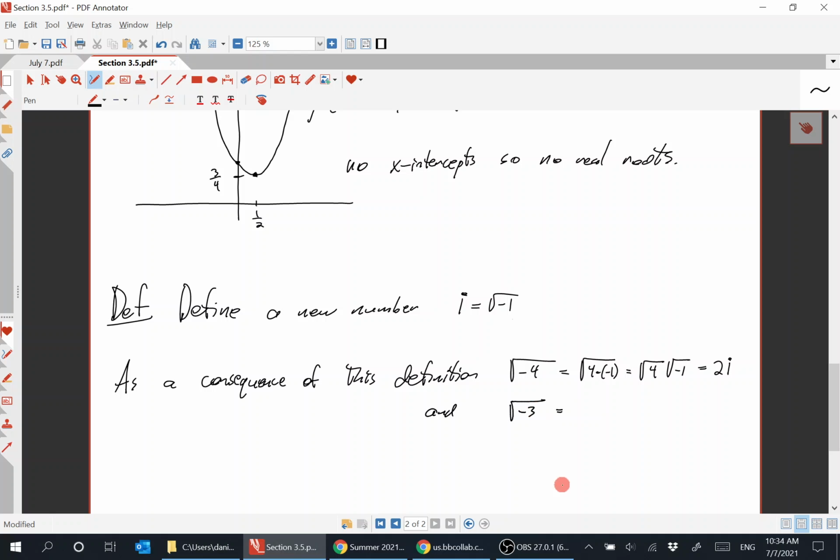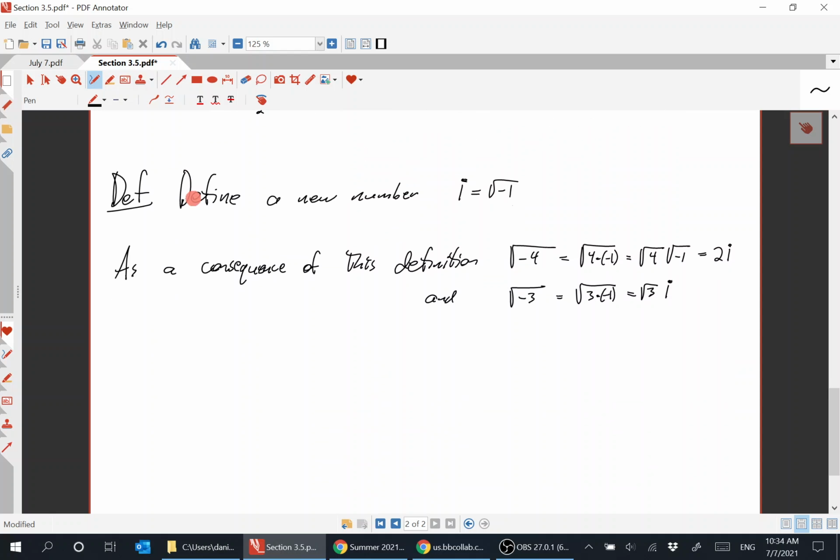For square roots of things that are not perfect squares, so the square root of -3, we just write it as the square root of 3 times -1. You just write root 3 times i, and that's fine. Root 3 is a real number, and we're multiplying it by this thing, i. So as a consequence of this definition, the square root of any negative number becomes something that we can talk about in terms of this new thing called i, standing for imaginary.